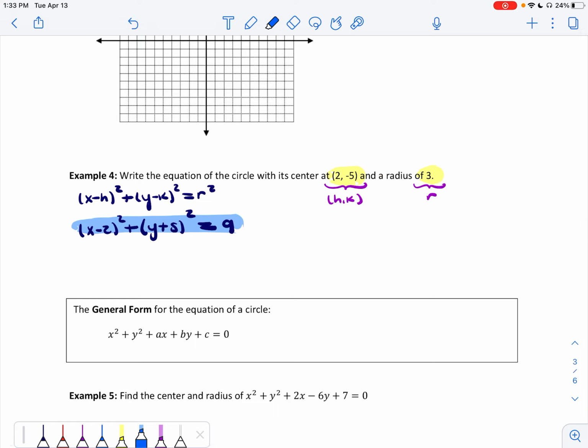All right, guys, so I'm going to end this video here. So in the next video, we're going to start looking at the general form for the equation of a circle, and this is where the completing the square is going to come back in.